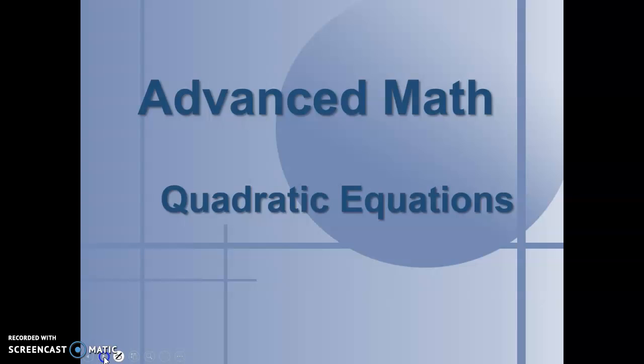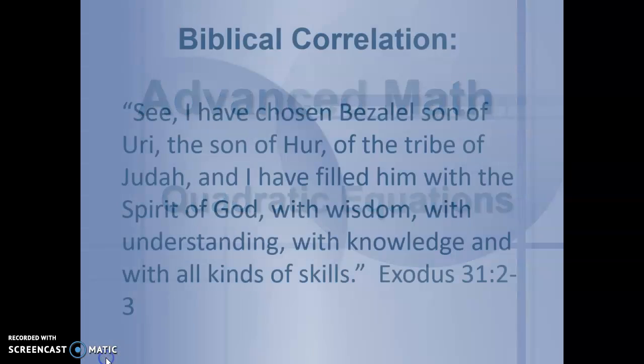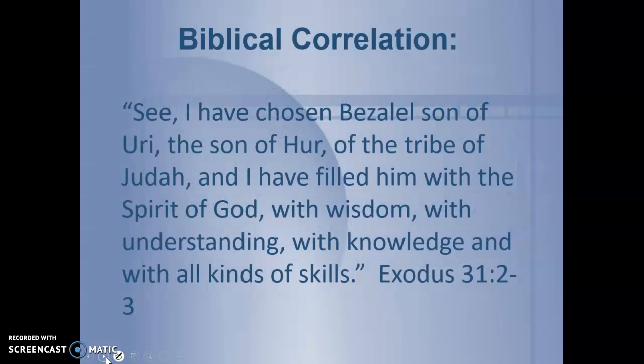One of the ways that we can solve quadratic equations is by using roots, which is what this whole unit has been about. Our biblical correlation comes from Exodus 31:2-3, which says, "See, I have chosen Bezalel, son of Uri, the son of Hur, of the tribe of Judah, and I have filled him with the Spirit of God, with wisdom, with understanding, with knowledge, and with all kinds of skills."